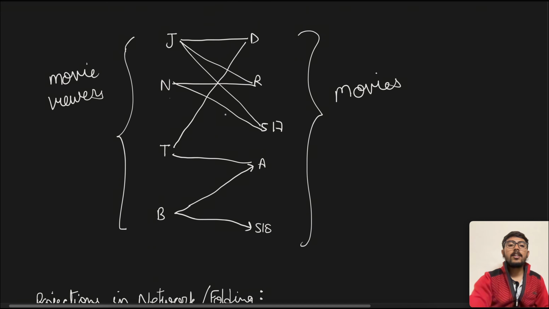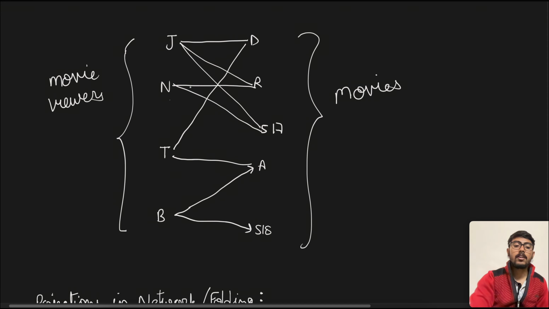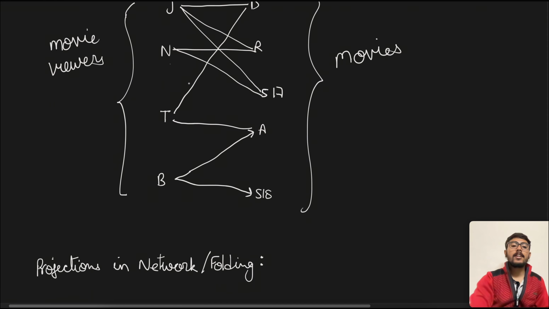So what we can determine from this is that no two members of the same set are having a relation between them. Therefore, this suits well the definition of bipartite graph. Now, what we will look at is network projections and network folding.